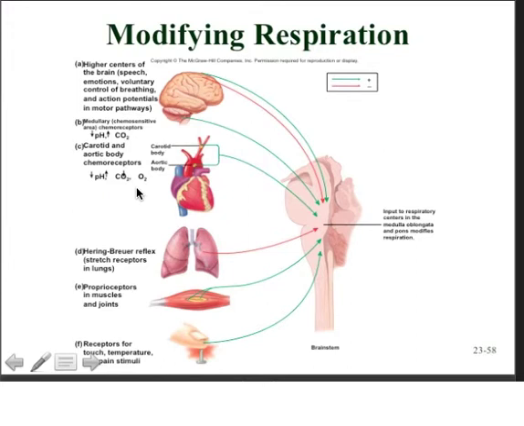Hering-Breuer reflex is essentially a braking system in the lungs so that they don't overinflate and pop. And there are proprioceptors in the muscles and the joints that also play a role in the rate and the depth of breathing, in addition to receptors for touch, temperature, and pain stimuli. Okay? So all this heads to the medulla and the pons, and then modify the rate and the depth of breathing.